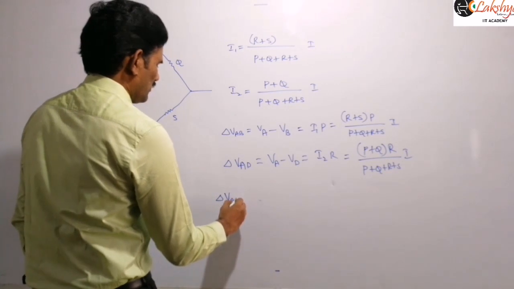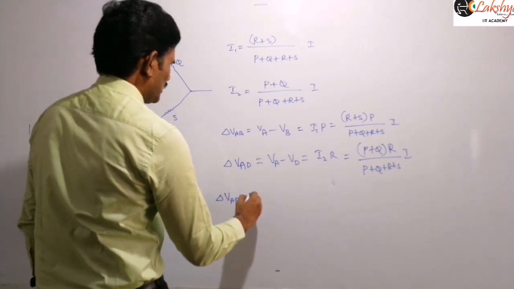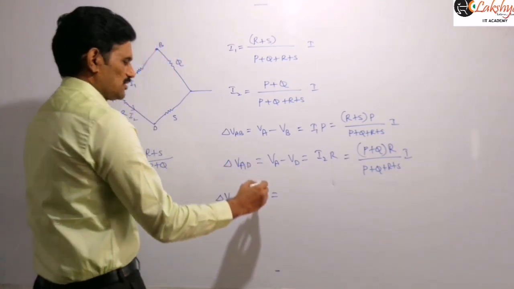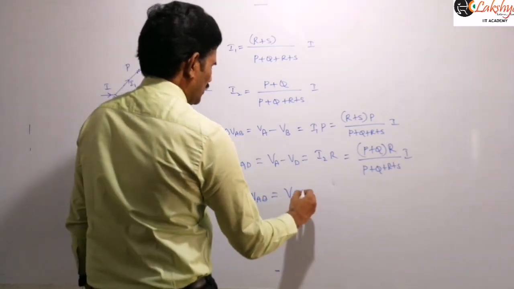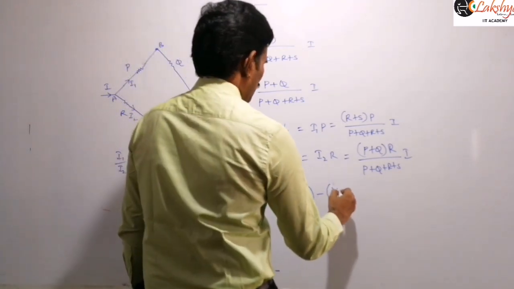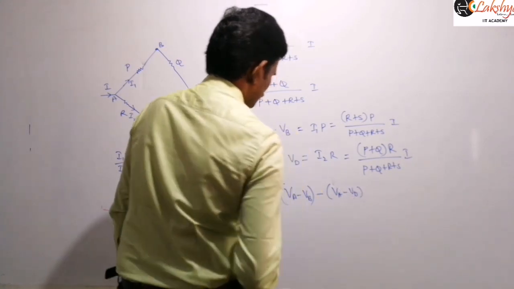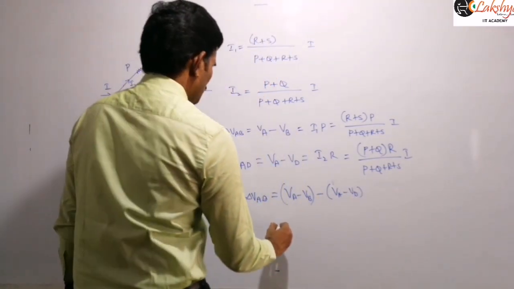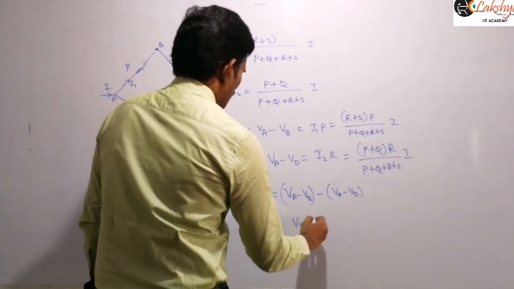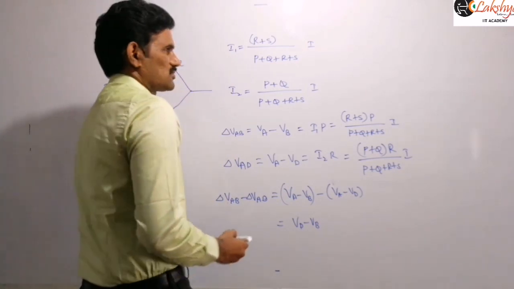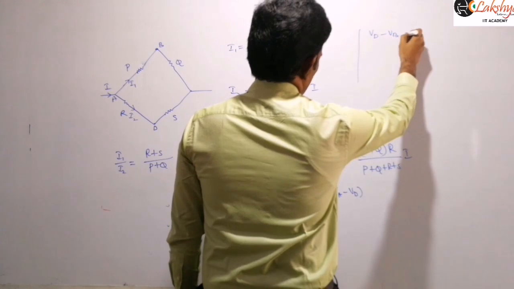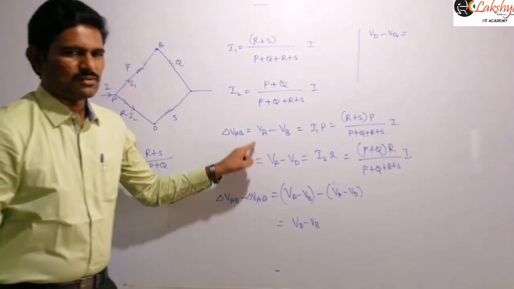Now delta AB minus delta AD, if I write, which is nothing but VA minus VB minus of VA minus VD. And so this is nothing but we can write as VD minus VB. So you will get this value here. So I can write VD minus VB is equal to, we are subtracting these two values, right?